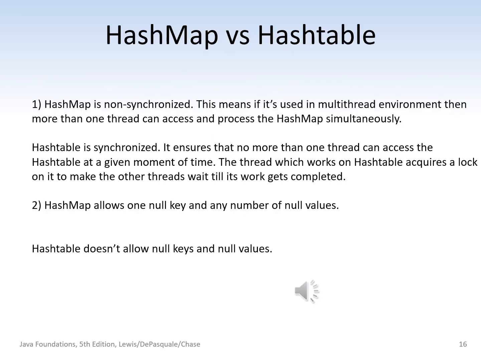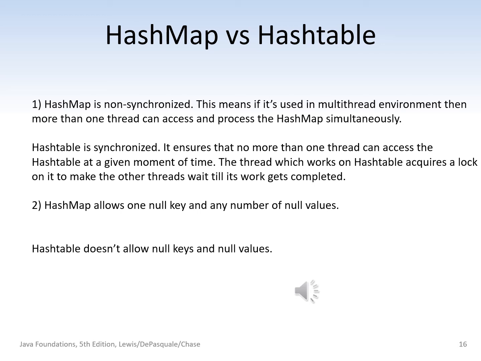The first difference between a hash map and a hash table is that one is synchronized and one is non-synchronized. The hash table is synchronized. The hash map is non-synchronized. Non-synchronized means that if it's used in a multi-thread environment, then more than one thread can access and process the hash map simultaneously. So a non-synchronized structure, such as a hash map, can be used by more than one process at the same time. A hash table, on the other hand, is synchronized.